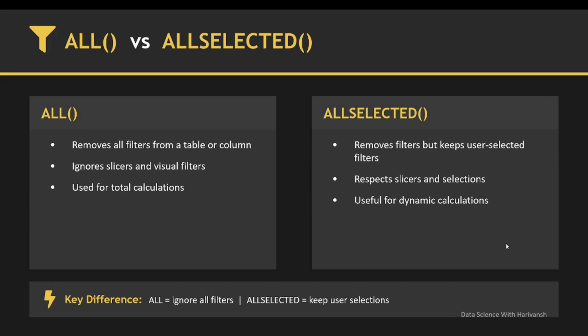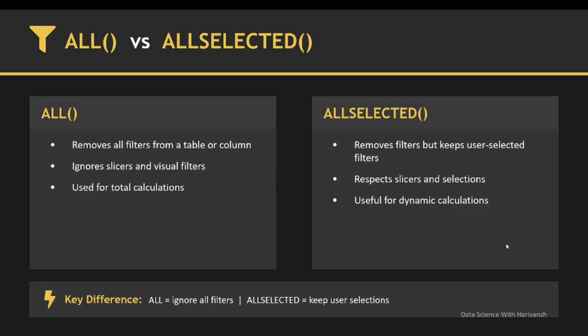ALL versus ALLSELECTED explained. Let's begin with the first question. What is the difference between the ALL and ALLSELECTED functions in Power BI? Both of these are DAX functions that deal with filter context, the set of filters that are currently active in a report due to slicers, visual interactions, or page level filters.